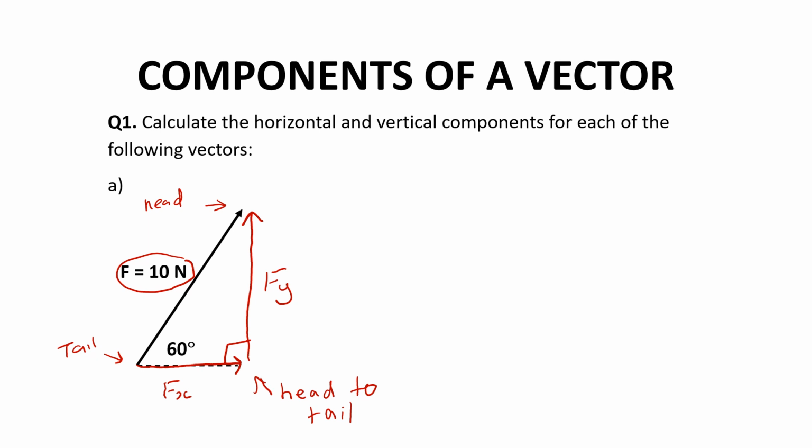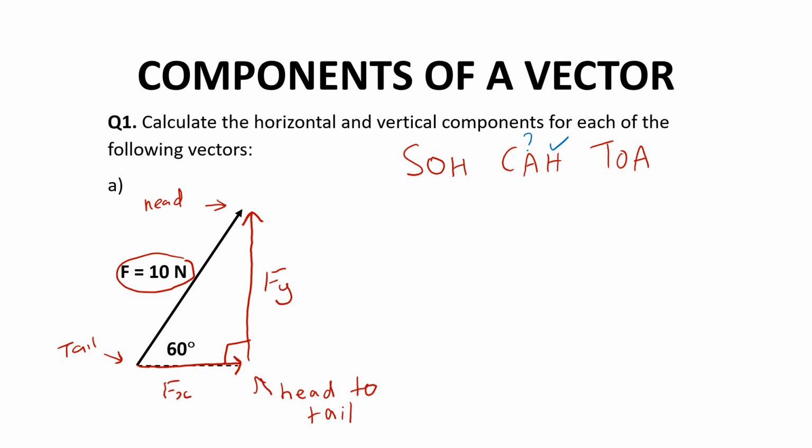Now how do we find the value of Fx? We can use SOHCAHTOA because we have a right angle triangle, and using SOHCAHTOA we can find Fx and Fy. Let's start with Fx. We know the hypotenuse and we want to find the adjacent side, so we will use CAH. Let's write SOHCAHTOA here. We will use the cos ratio to find Fx.